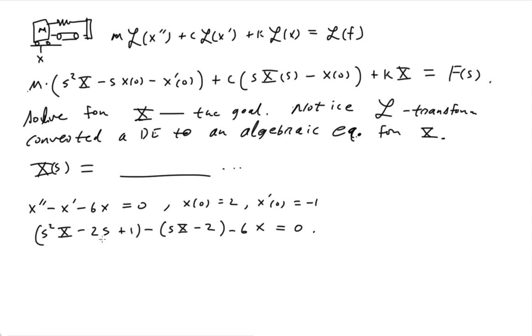Once we get all the like terms, let's get every term involving X. So we have X of s right there, and that's going to be multiplied by, I see there's an s squared, and there's a minus s, and then a minus 6. And then we have to move everything else to the other side. We see we have a 2s, and then we have a minus 3 right there. And we can move that over to the other side.